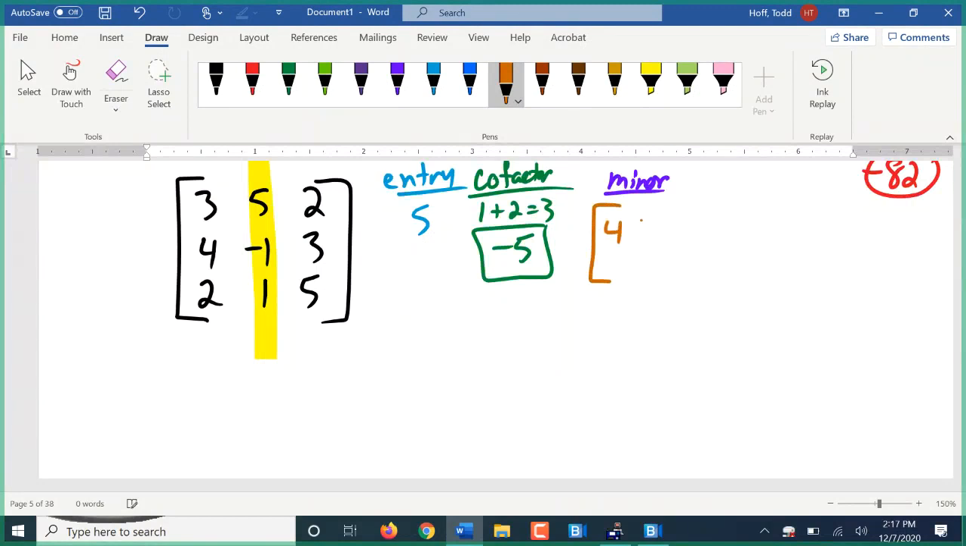Will be 4, 3, 2, and 5. That's just removing its row and column. We do the determinant of that minor. 4 times 5 is 20. 2 times 3 is 6. 20 minus 6 is 14. Negative 5 times 14 is a negative 70.